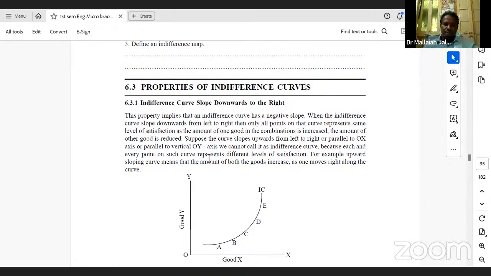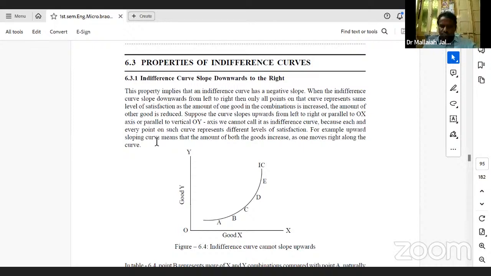Properties of indifference curves. There are a few properties. The first one is that the indifference curve slopes downward from left to right. As I said, one commodity is increasing and the other is decreasing. Just now we have seen the indifference map, right? So the curve should not be like this.